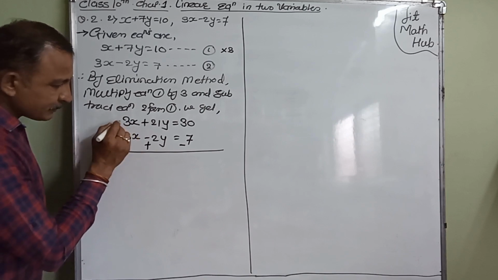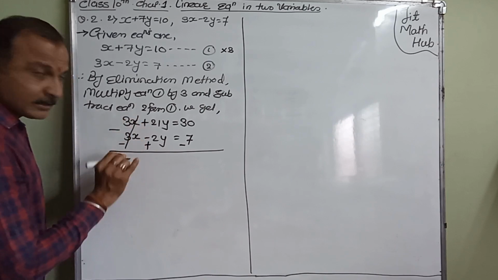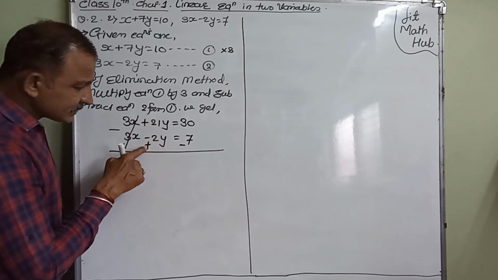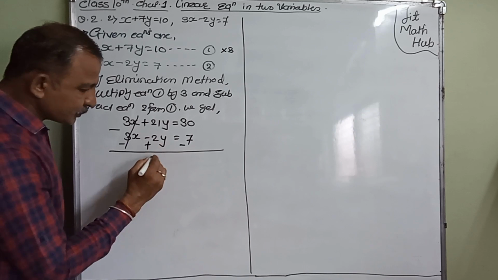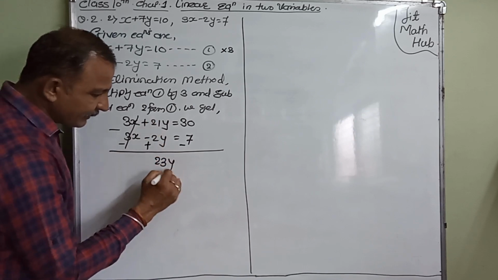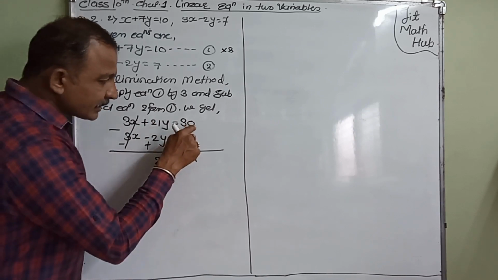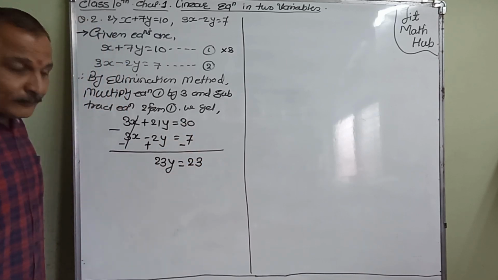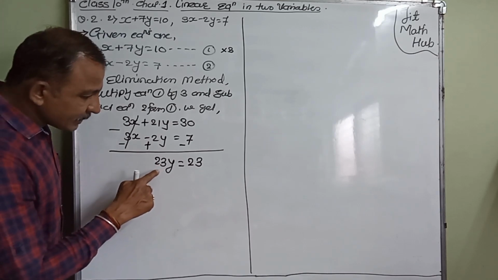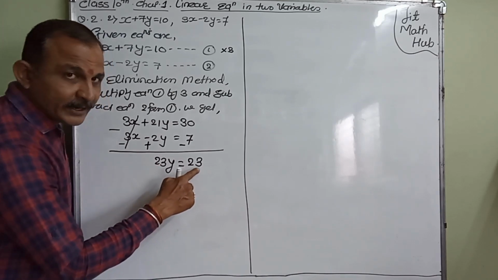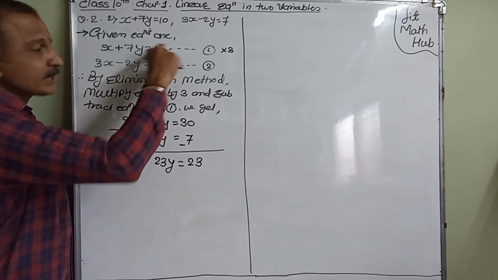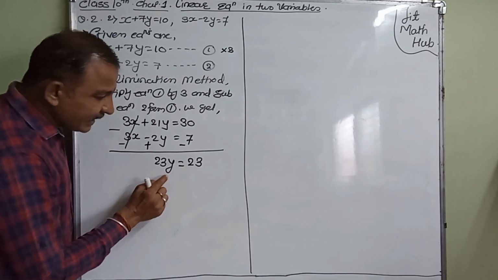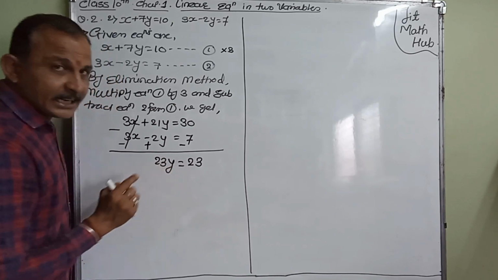3x minus 3x gets cancelled, that is 0. Then plus 21y plus 2y, 21 plus 2 is 23y, equals 30 minus 7, which is 23. So 23y = 23. Given the two simultaneous equations, when we solve them, they convert into a linear equation in one variable. This is the linear equation in one variable.